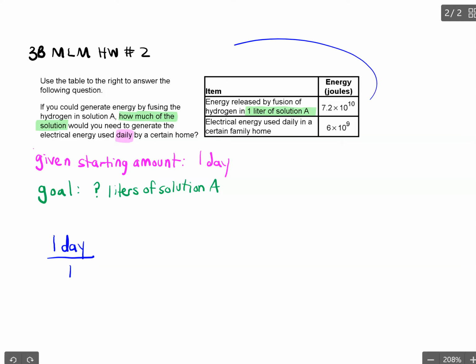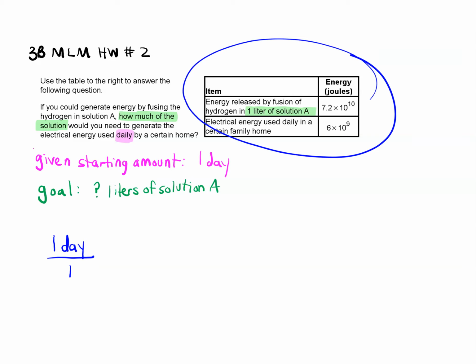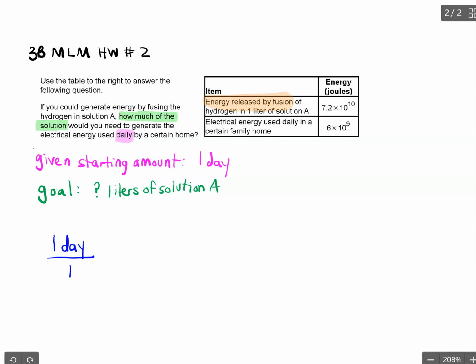So now we're going to come to this table, and we're going to use the table to create conversion factors. So we need to translate the information in the rows on this table into conversion factors. So let's focus in on this first row here. I'm told that the energy released by fusion of hydrogen in 1 liter of solution A is going to cash in for 7.2 times 10 to the 10th joules. That's joules of energy, so I'm going to write the unit there.